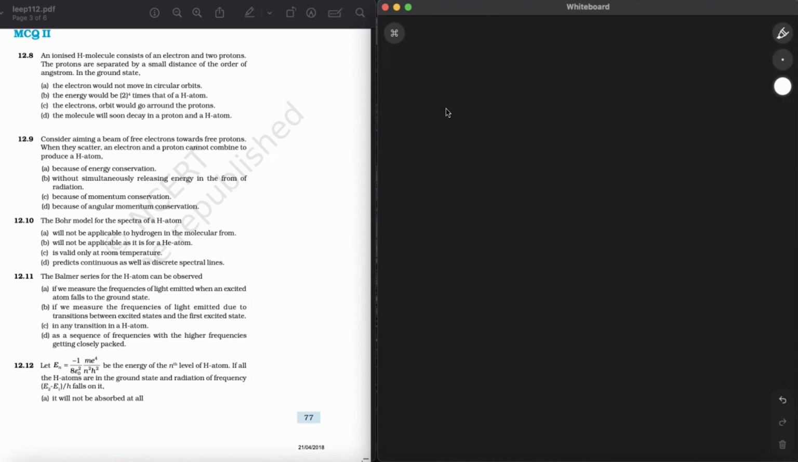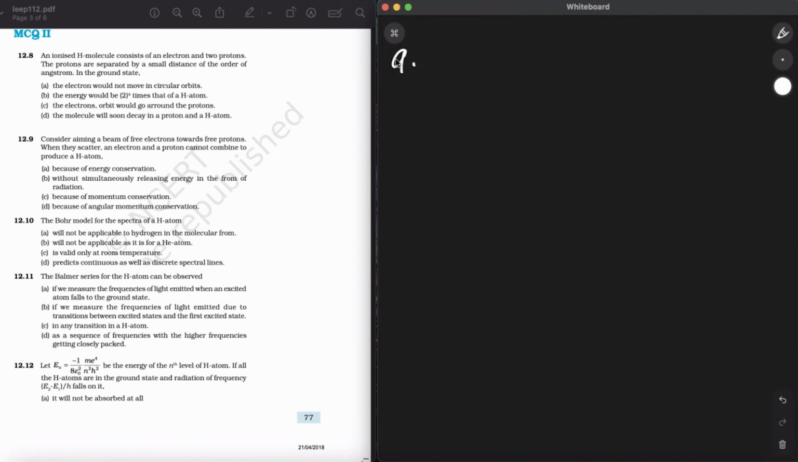So next up, we have question number 9. So what has been given to us? We have to consider aiming a beam of free electrons towards free protons, when the scattered electron and the proton cannot combine to produce an H atom. Okay, so why is this occurring? That is what they're asking me.